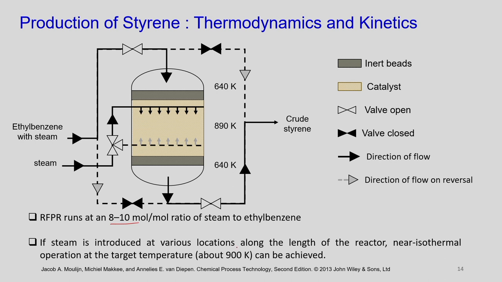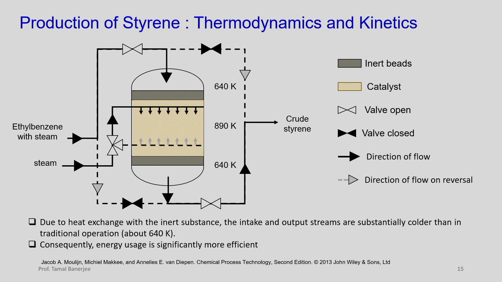If steam is introduced at various locations along the length of the reactor, near isothermal operation at the target temperature, which is about 900 Kelvin, can be achieved. So I have shown here only one stream. If it is introduced at various locations along the length of the reactor, so that you design in such a manner, you divide these streams based on the first and the second half of the cycle. So you can almost attain the target temperature of 900 Kelvin.